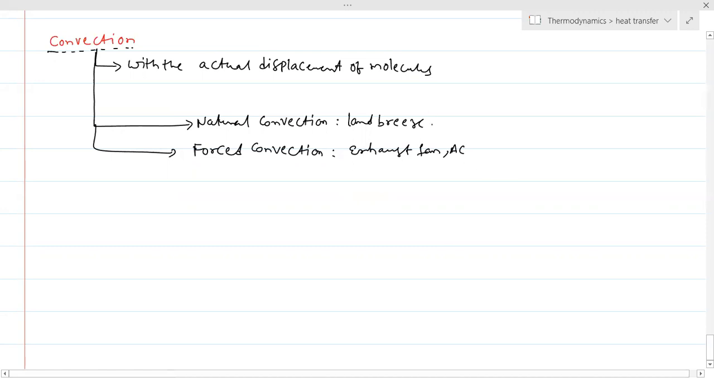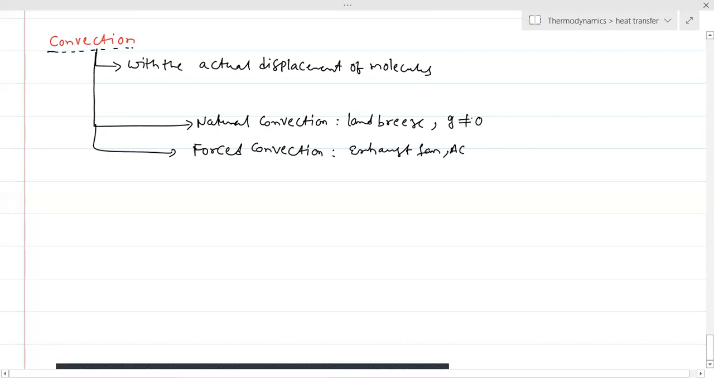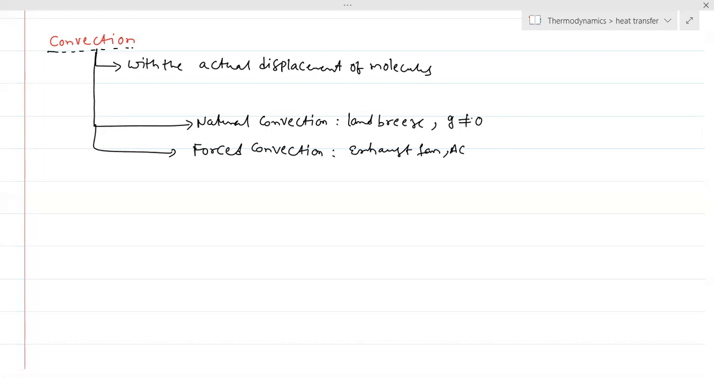Here you need to remember that natural convection is possible whenever gravity is not equal to 0. Whenever the hot air escapes from the room, the hot air is less dense. Because of variation in density, it will feel lighter, so it will escape from the room through the ventilator. When G is equivalent to 0, a gravity-free region, there are no heavier particles and no lighter particles. Everything will float.